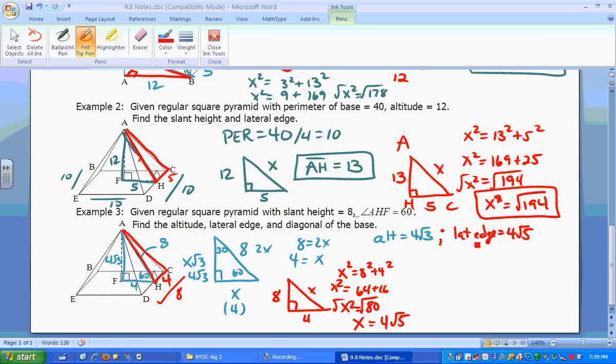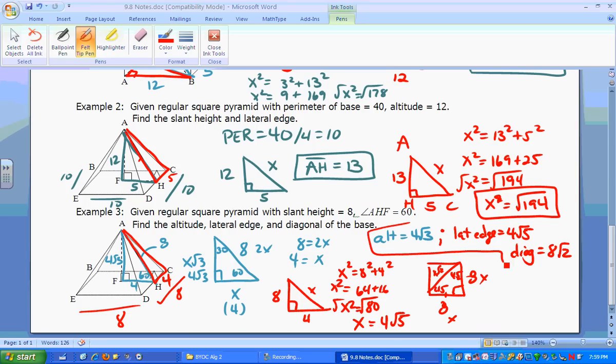And now we need the diagonal of the base. Well, what is it? We know it's a square base. Each side has a length of 8, we figured out. So we could either do Pythagorean theorem or use what we learned yesterday, that a square breaks up into a 45, 45, 90, where these sides are both x and the diagonal is x root 2. So that means that the diagonal is equal to 8 root 2. Awesome, huh? So much quicker that way. So there's your 3 answers.